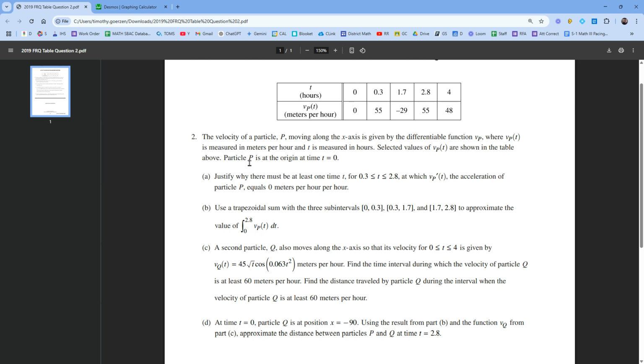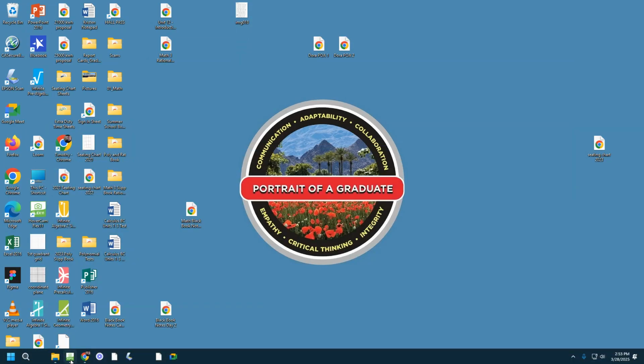So the particle P starts at 0, not 90. So if you want the template, it'd be 0 plus, and you integrate. And then 0 is my bottom bound. So the origin is 0, and 0 is my bottom bound. Then what I'm looking for, which is 2.8, is my top bound. And I write down that's the velocity for P. Let me just show you what that looks like.